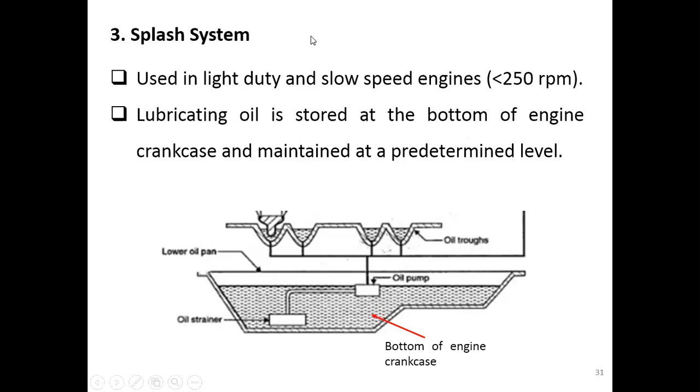The third system is called a splash system. This system is normally used in engines that are under light duty and slow speed. Slow speed engine means what? Less than 250 RPM. So this is the kind of engine that uses the splash system.